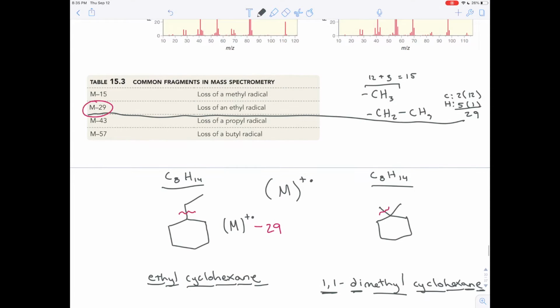And for this other molecule, 1,1-dimethyl cyclohexane, if a methyl group gets kicked off, then wherever you have the molecular ion peak, you would subtract the mass of the methyl group that gets kicked off. The methyl group has a mass of 15 AMU. And you should have a peak at that new position.